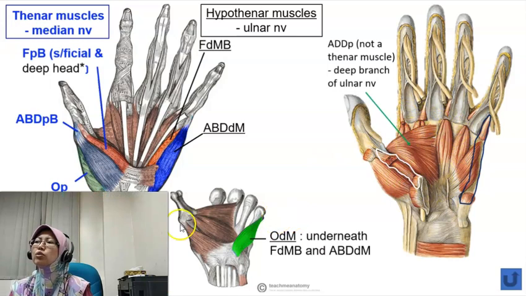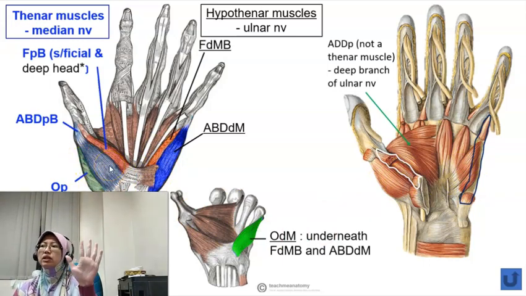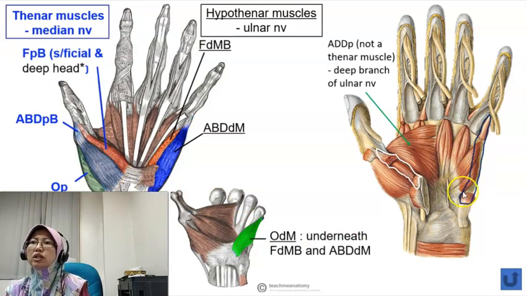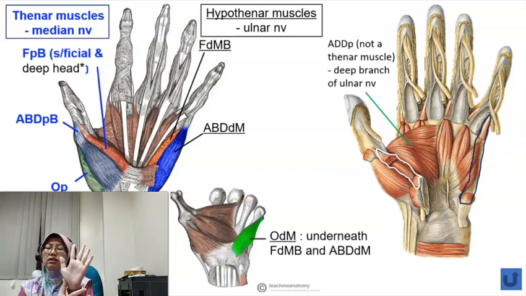Okay, so how you want to remember the location of the thenar and hypothenar muscle ni kan? So you see here opponens pollicis. Okay, opponens pollicis tepi sekali. Sama juga dengan opponens digiti minimi kan? You see here, this is opponens digiti minimi. So the most lateral and medial part, okay, opponens pollicis here and opponens digiti minimi pun the most outer side lah kan, lateral or medial side.